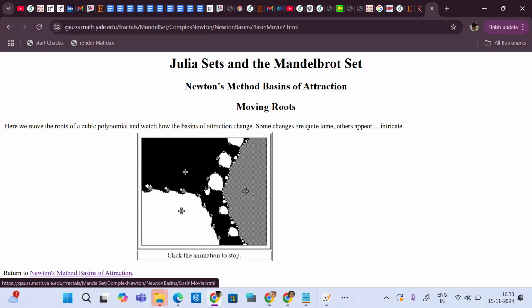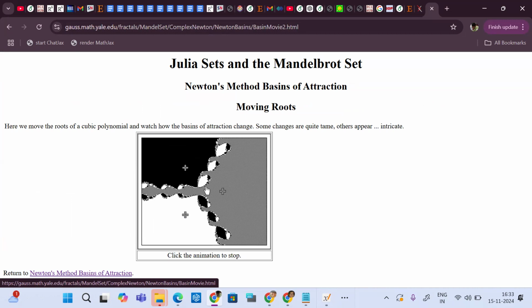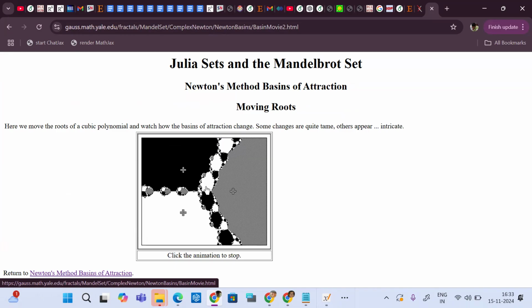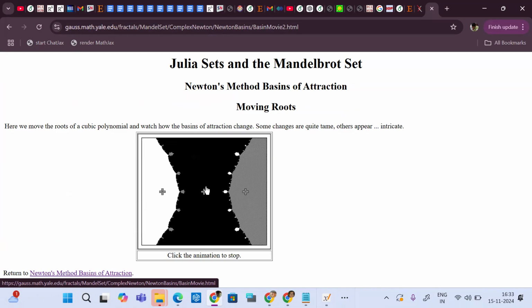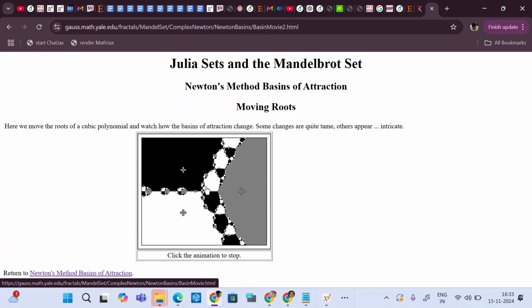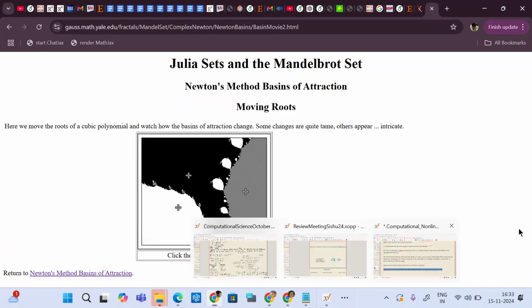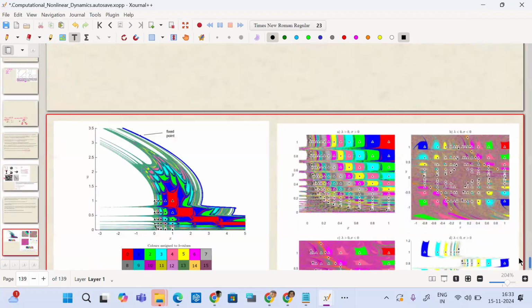So you can see how the basin changes as you vary the parameters over here. There are three roots, and you can see how this attractor is changing, how the basin of attraction is changing. So that's one of the images. This is just one example.